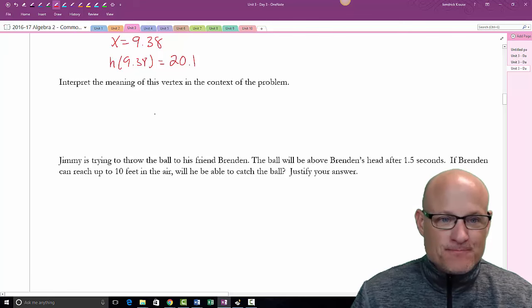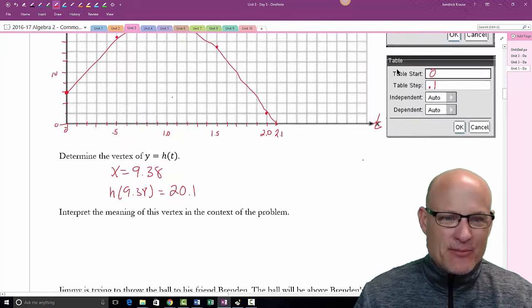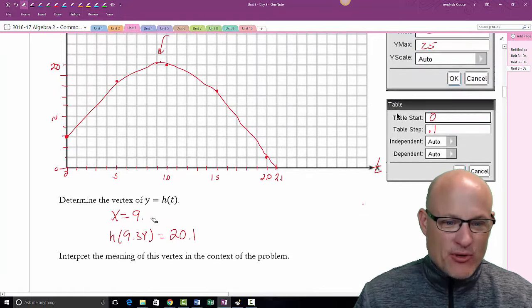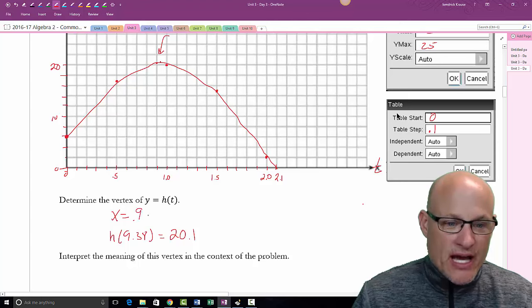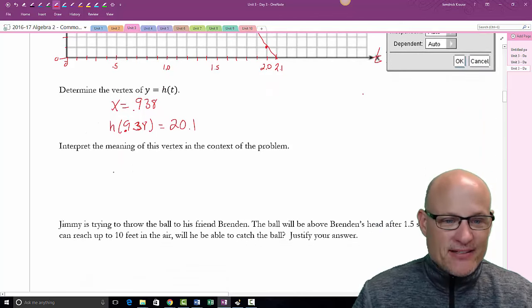Oh, by the way, it's not 9.38. The highest we go is 2. It's 0.938. So it should be 0.938, not 9.38. Ooh, almost messed up there.